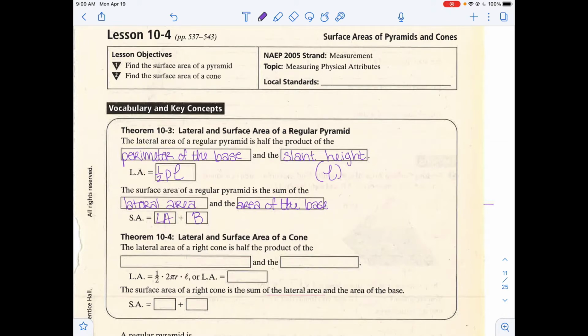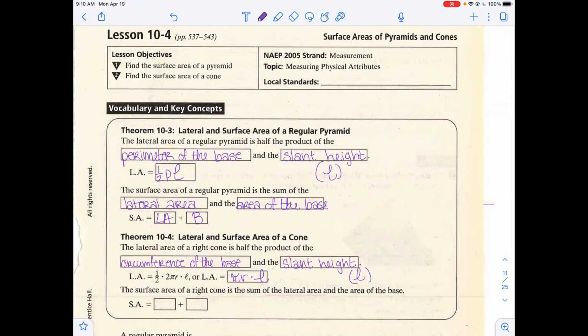The lateral area of a right cone is half the product of the circumference of the base and again the slant height, which is shown with a cursive L. Okay, so lateral area is 1/2 times 2 times pi times r, which is the circumference, or 1/2 times 2 cancels out, so we can just say pi r times the slant height.